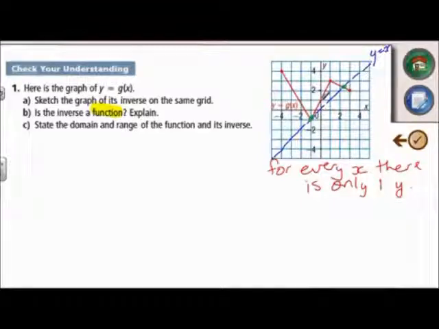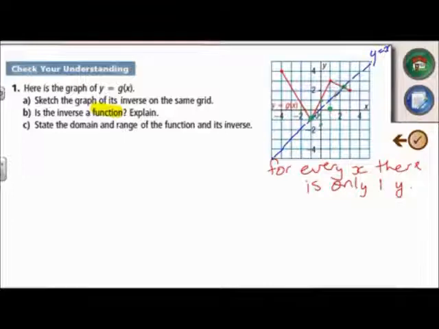So we've got a y-intercept at 1. So we're going to have an x-intercept at 1. We've got an x-intercept here at like 0.5 and 1.5. So we're going to have a y-intercept at, those are negatives, so negative 0.5, negative 1.5.